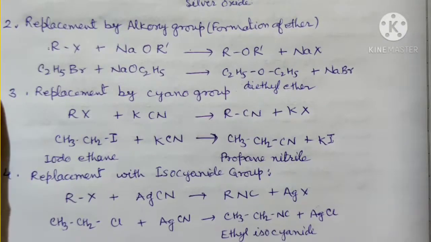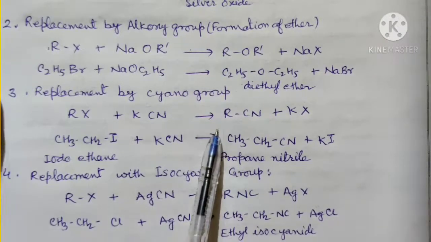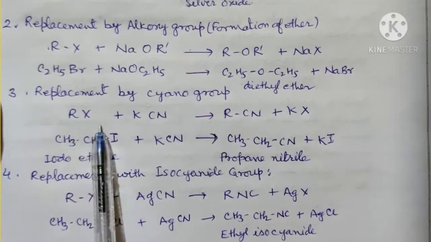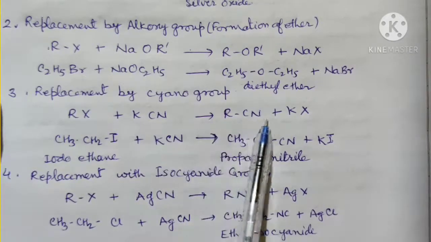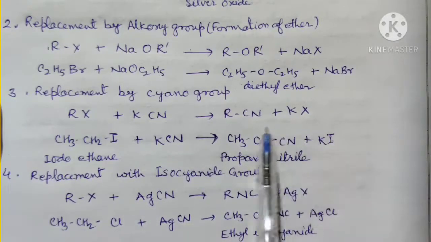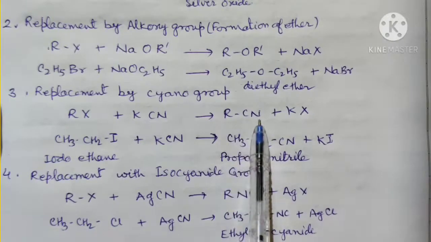Haloalkanes on treatment with alcoholic KCN solution give alkane nitriles or alkyl cyanide as the major product, with a small amount of alkyl isocyanide. So the reaction is RX plus KCN, then the product will be RCN plus KX, and its name is alkane nitrile.